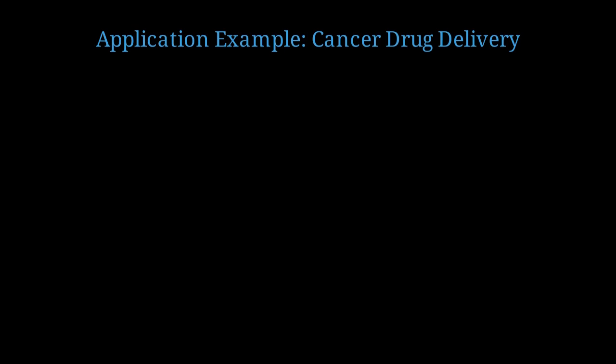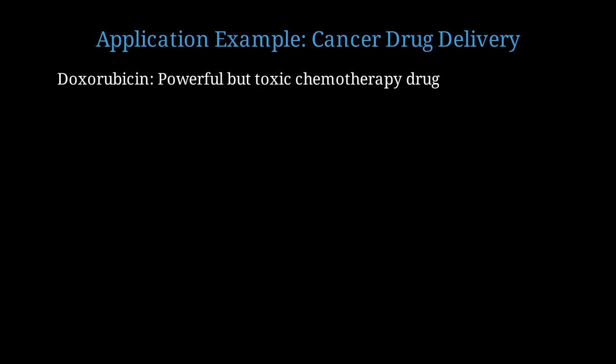Suppose we're developing a liposomal formulation of doxorubicin for cancer treatment. Doxorubicin is a powerful chemotherapy agent, but it's very toxic to healthy tissues, especially the heart. We want to encapsulate it in liposomes for targeted delivery to tumors. Based on the enhanced permeability and retention effect, we want our liposomes to be about 120 nanometers in diameter. This size can extravasate through leaky tumor vasculature.